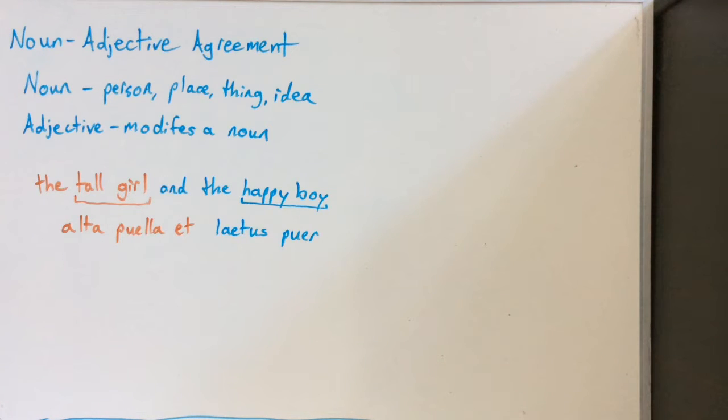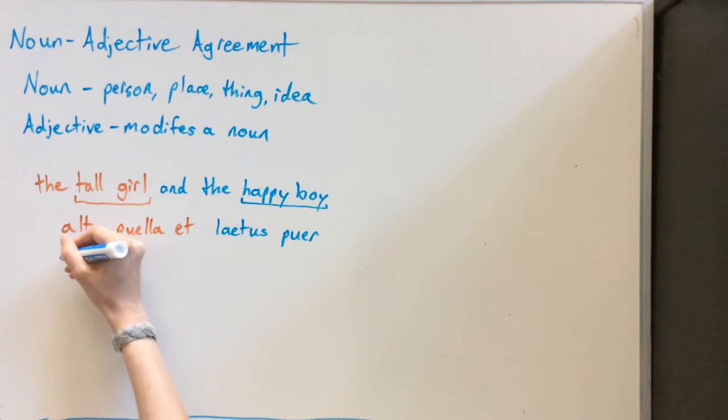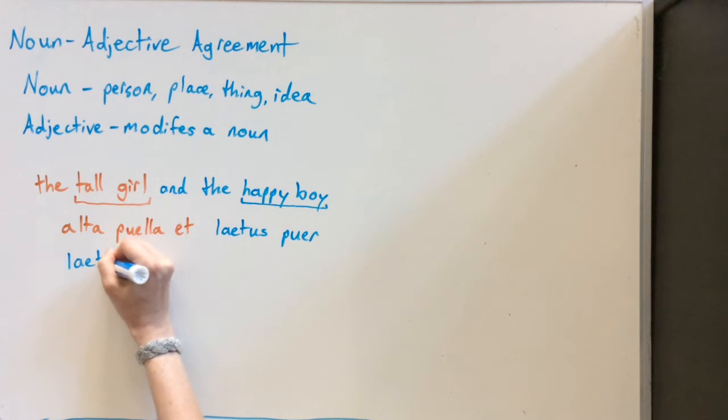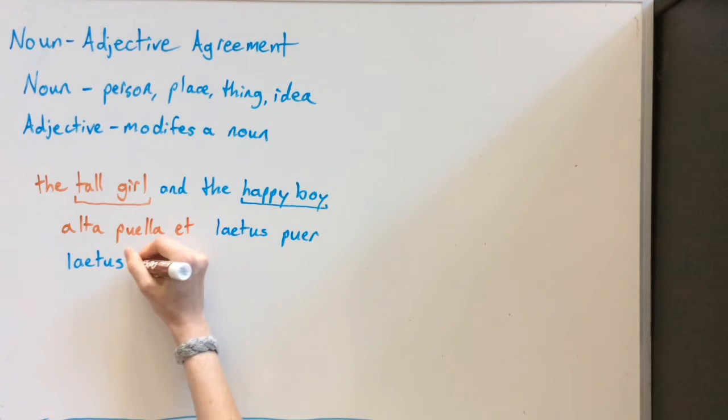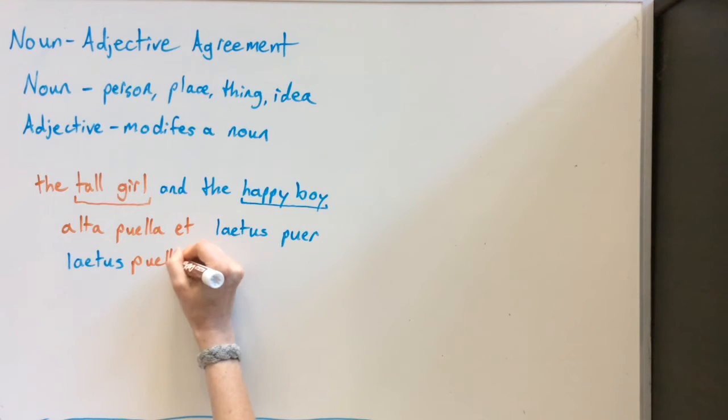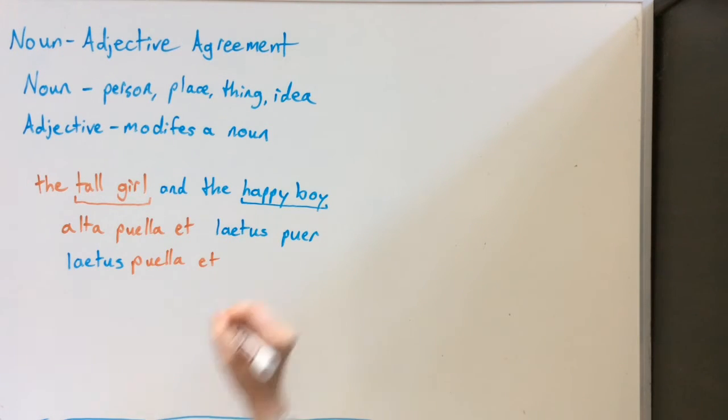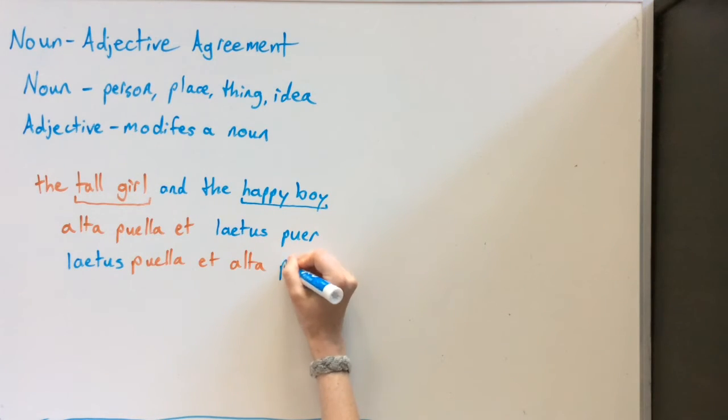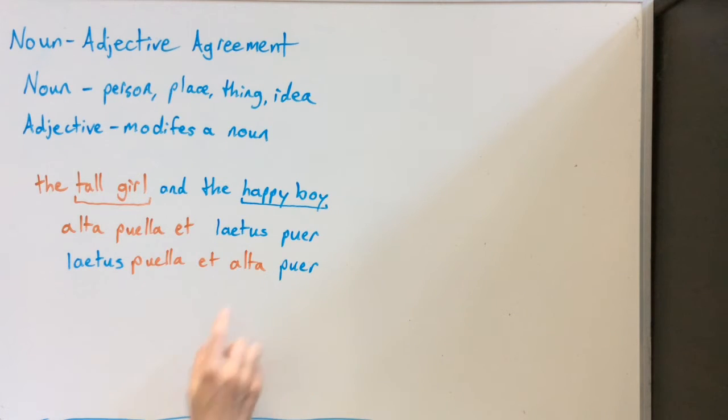However, in Latin, we don't actually have to preserve that word order. So we could write the laetus puella et alta puer. And that would still be saying the tall girl and the happy boy. In fact, interlocking your word order like this is a popular stylistic device for many Roman authors.